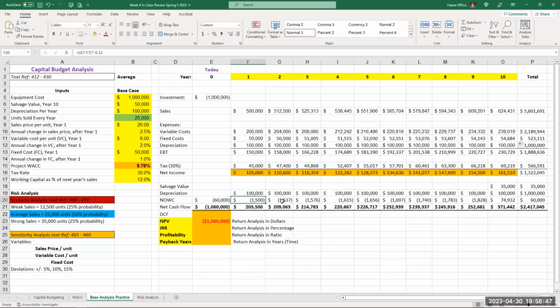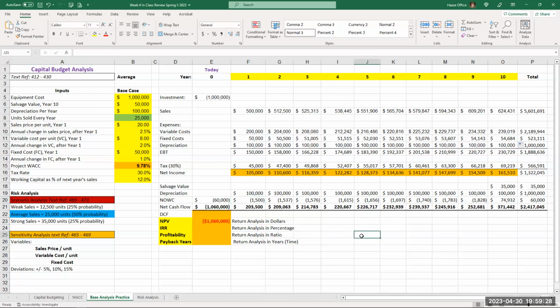Now, every year you're going to be doing additional working capital based on the next year's sales. In other words, year 0 takes year 1. Year 1 takes year 2. But notice in the formula, it's not 12% of 512,500. It's 12% of the delta between year 2 and year 1 sales. That's $12,500. So notice my formula here. It's taking year 2 sales minus year 1 times 12% rate, $1,500.